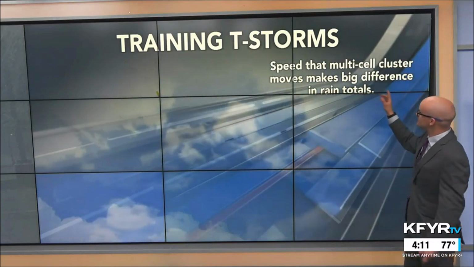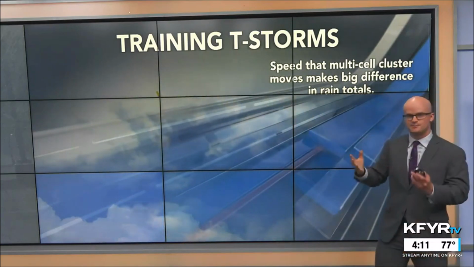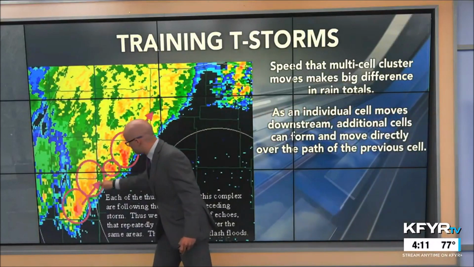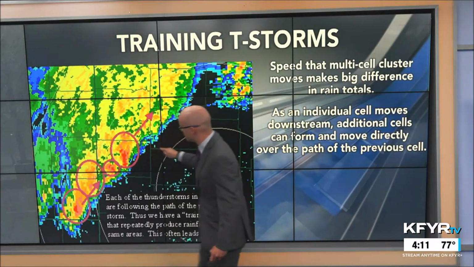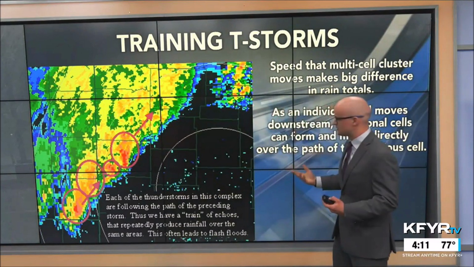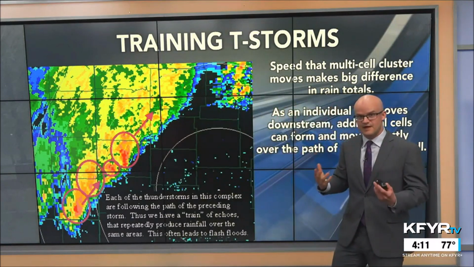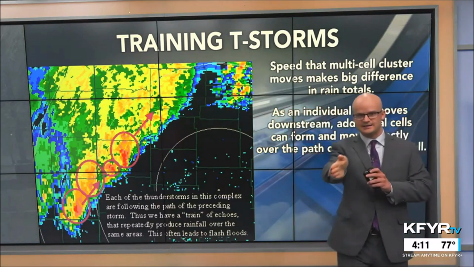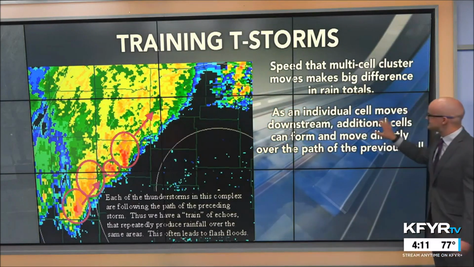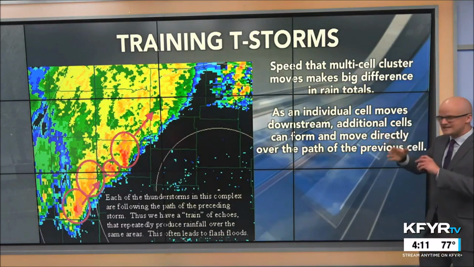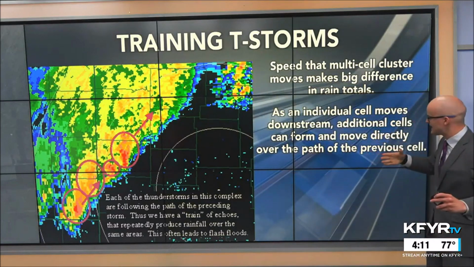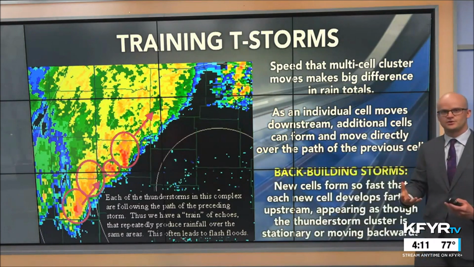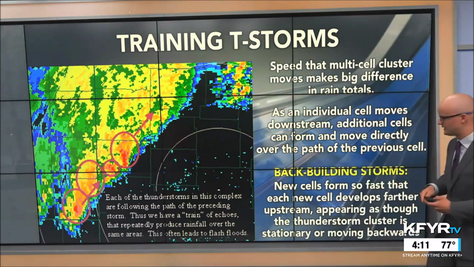So the speed that the multi-cell cluster moves in makes a big difference in rain totals. And we can get cells that form in a line and go over the same location, and each one of those thunderstorms produces a lot of heavy rainfall that adds up and can lead to flash flooding, forming in a line. Think of it like train tracks. So as these individual cells move downstream, additional cells form behind that and move directly over the path of those previous cells. You have saturated soils at that point. That can lead to flash flooding a lot quicker.